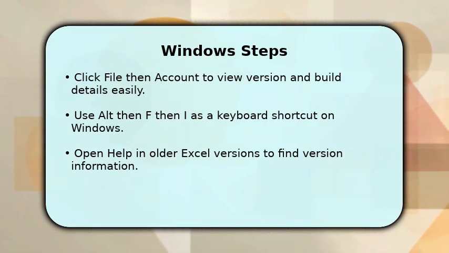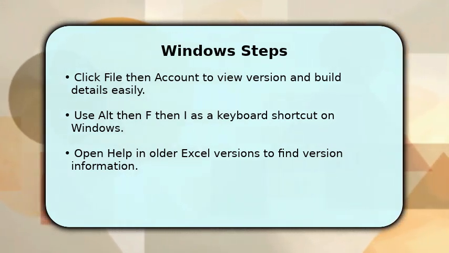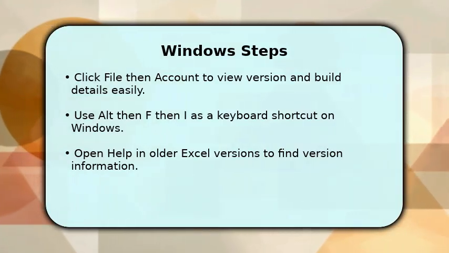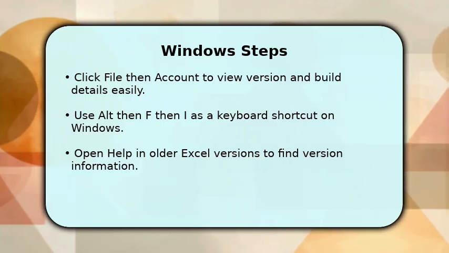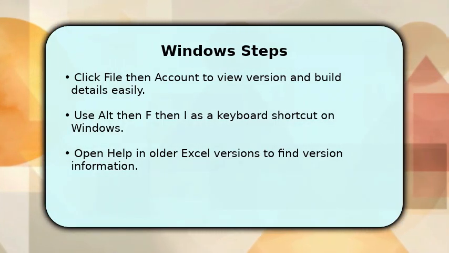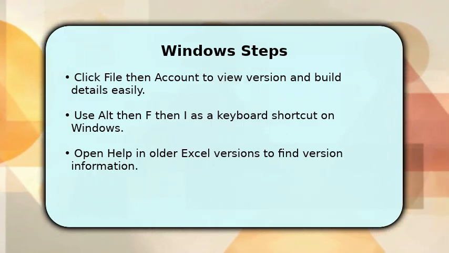Open Excel on your Windows PC and click File, then Account to find version and build details right away. The product information section gives the exact version, like Microsoft 365 or Office 2019. For older Excel, use the Help menu or About Excel to see the version text.